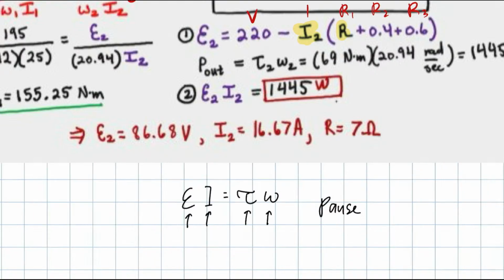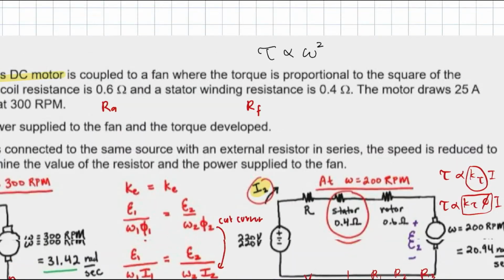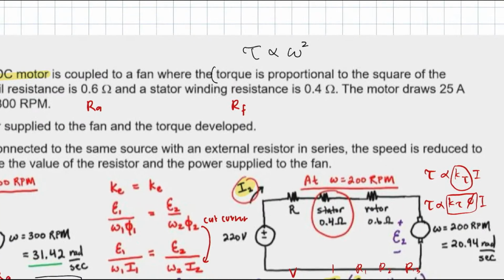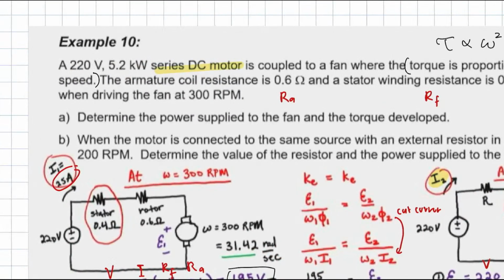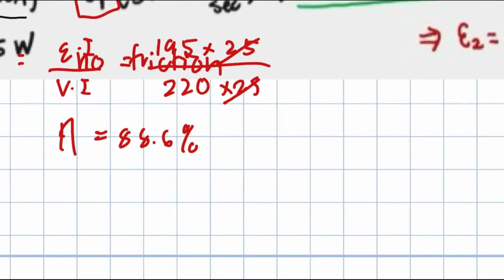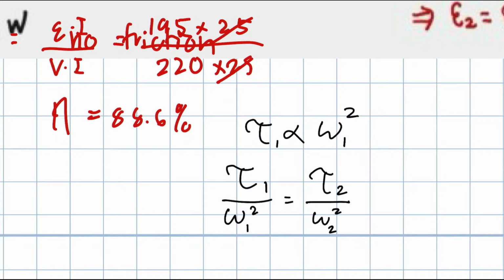Oh, okay. Dah dapat jawapan dia. So, how we find the torque is by using this tadi. Torque is proportional to the square of the speed kan. Okay, so I terlepas pandang ni. So T is this one. So T1 equals to omega 1 squared. So T1 over omega 1 squared is equals to T2 over omega 2 squared.